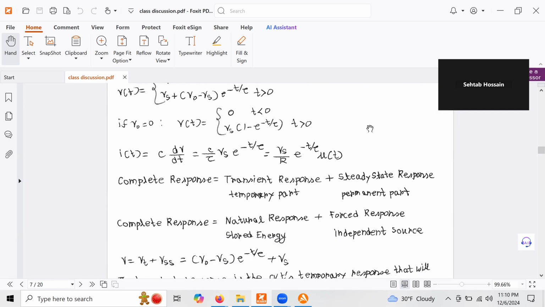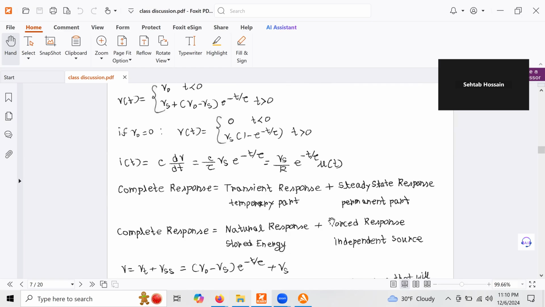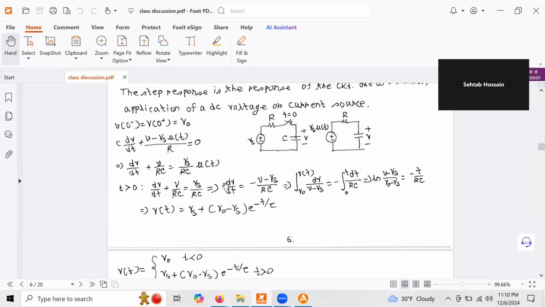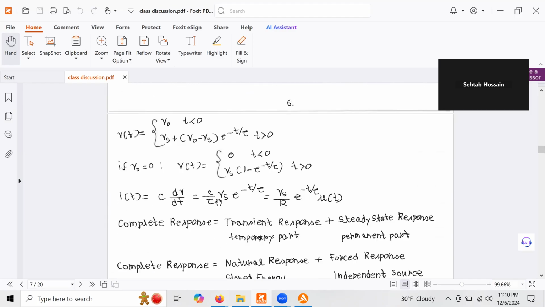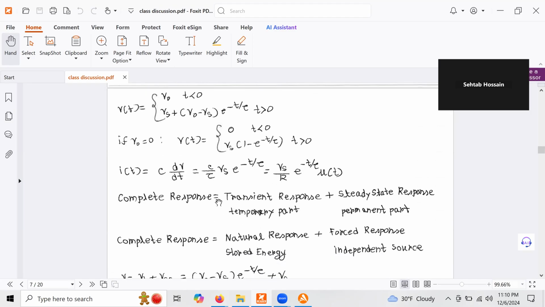So what will be the complete response of that circuit actually? Step response is actually when we are attaching a DC source across the circuit. That's step response. What will be the complete response? Step response is the transient response, and there will also be a steady state response. After some time constants, we will get the steady state response. So we will have two responses at a time: temporary response and permanent response.